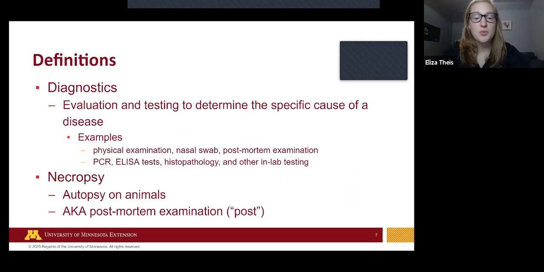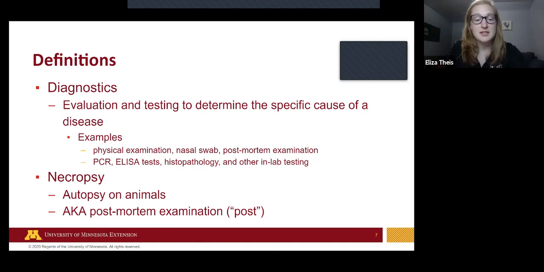First, let's make sure we're all on the same page with a couple terms that we will use a lot in this presentation. When we're using the term diagnostics, we mean the systematic process we as veterinarians use to evaluate and test to find the cause of a disease. Think of when your computer is running diagnostics to scan for malware and viruses.